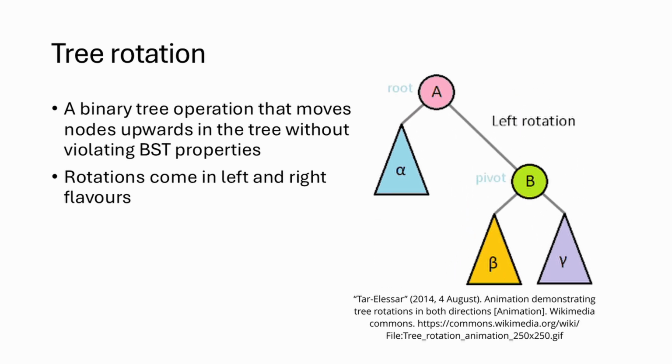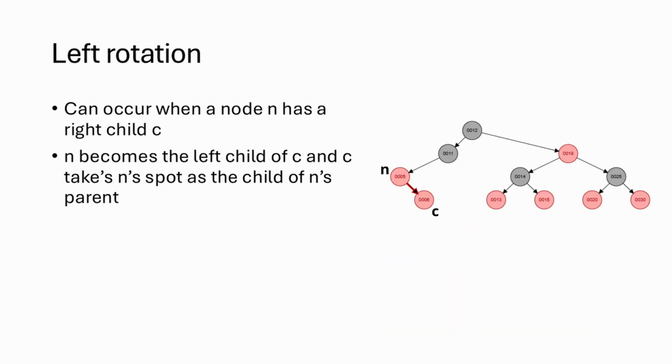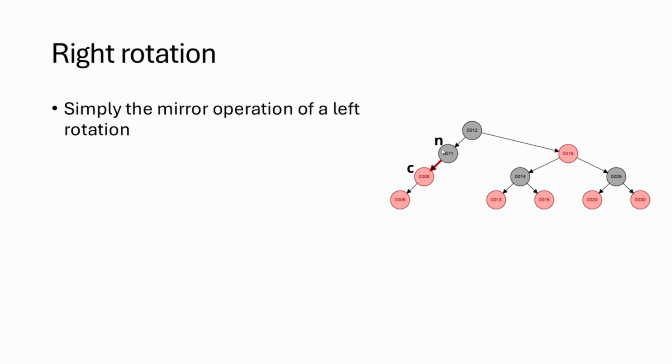These are binary tree operations that move the node up a layer without violating BST properties. For example, a left rotation is possible between a node n and its right child c. What happened is c takes the place of n in the tree, and then n becomes the left child of c. The symmetrical opposite is the case for the right rotation. For a node n with a left child c, a right rotation can occur. C takes the place of n in the tree, and then n takes the place of c's right child.